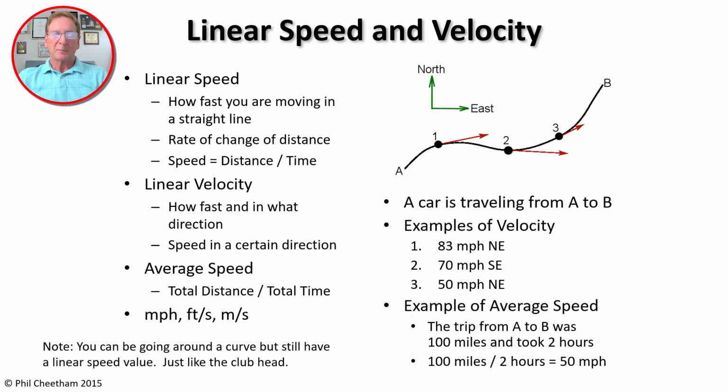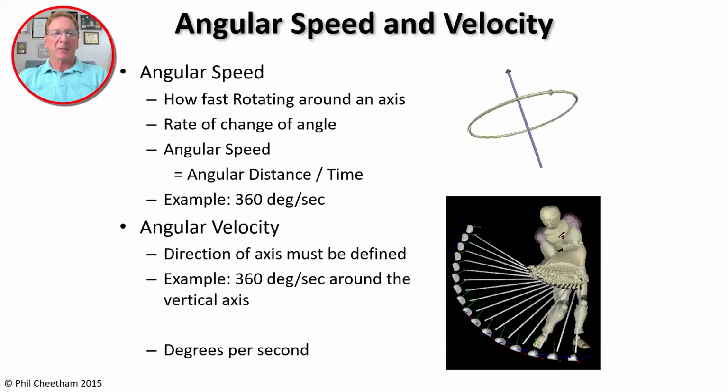Okay, so let's talk about angular speed and angular velocity. Angular speed is how fast you're rotating around an axis. It's the rate of change of the angle around that axis. So similar to what we just did for linear, angular speed equals angular distance divided by time.